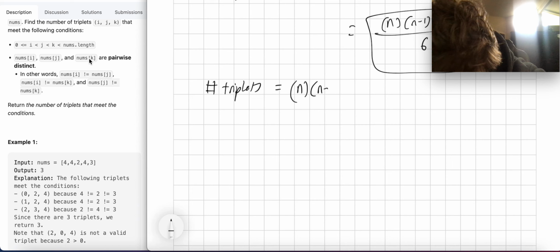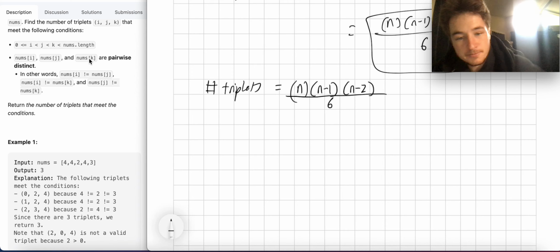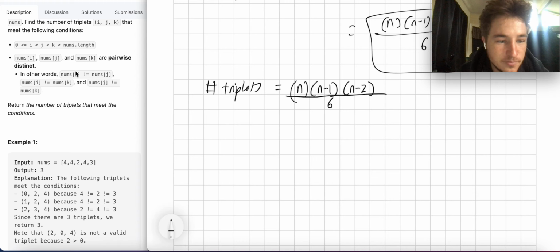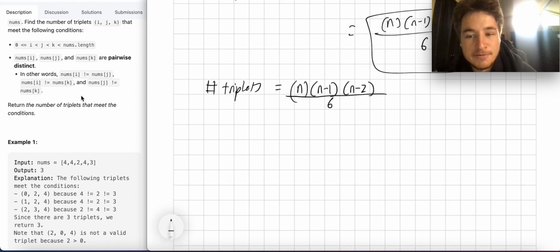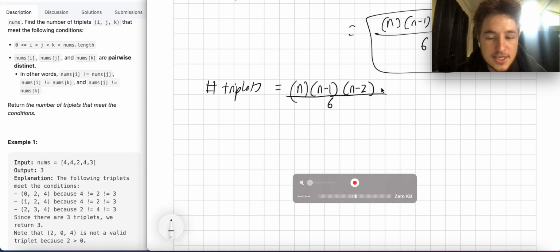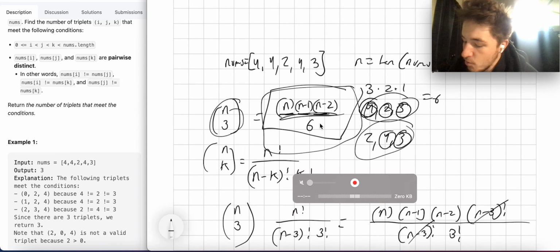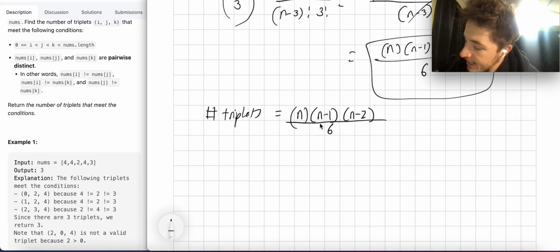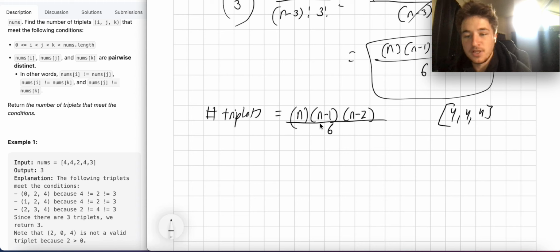It equals n times n minus 1 times n minus 2, all that divided by 6. So that's the number of triplets. But we still need to figure out this idea of there being overcounting. Because this will give you all of them, but it will also account for the triplet 4, 4, 4. And this is obviously not something we should include in our final solution. 4, 4, 4 is not a valid triplet in our answer because it doesn't meet the pairwise distinct constraint.